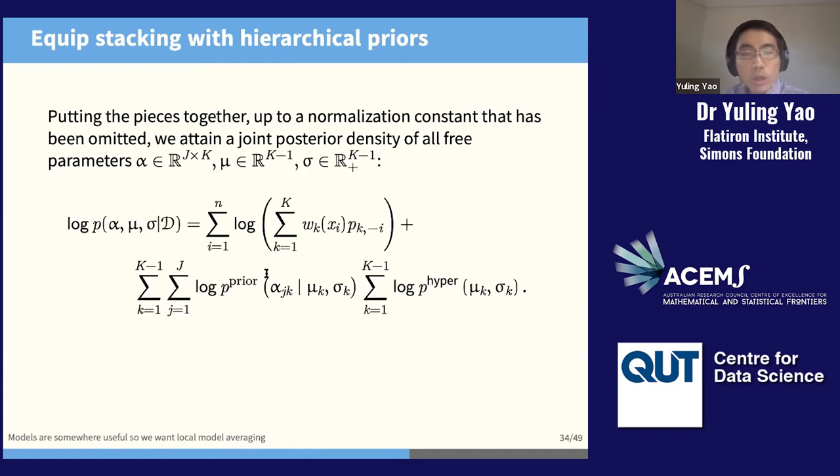And if we put all pieces together, up to a normalizing constant, the log joint density of all three parameters has this form. And you can see it's actually a Bayesian model. So we can just run that in Stan. It's easy to run. It's actually cool that it's like a machine learning algorithm, except you can run that in Stan.